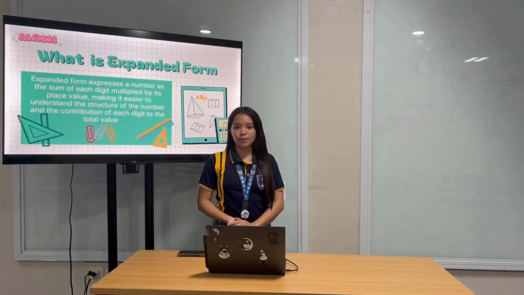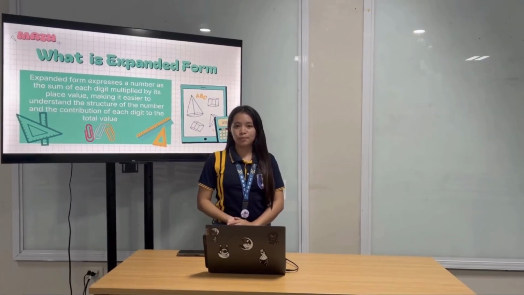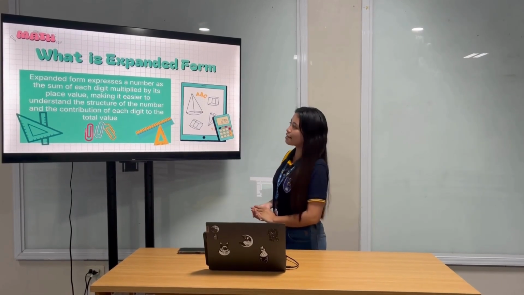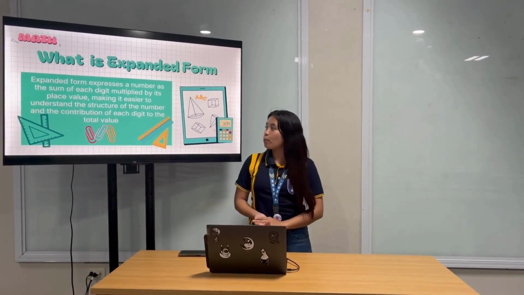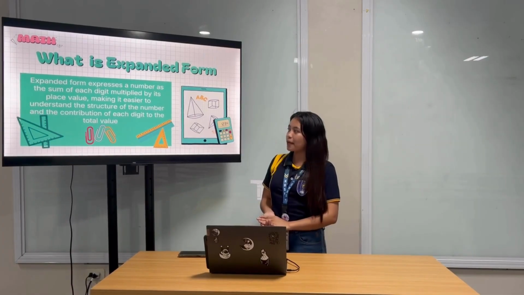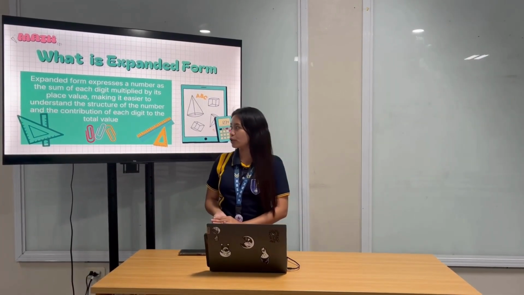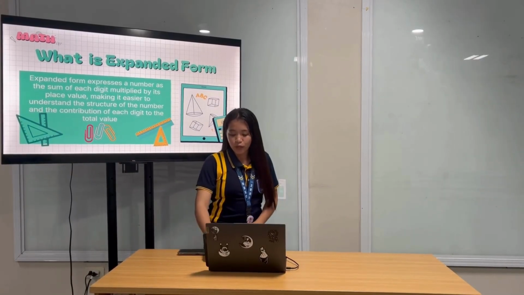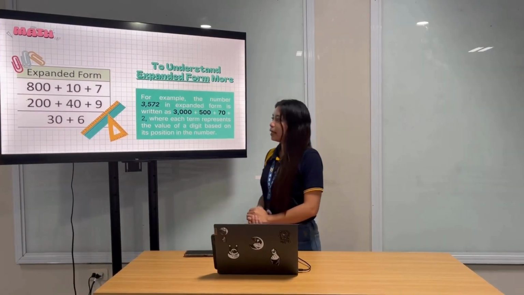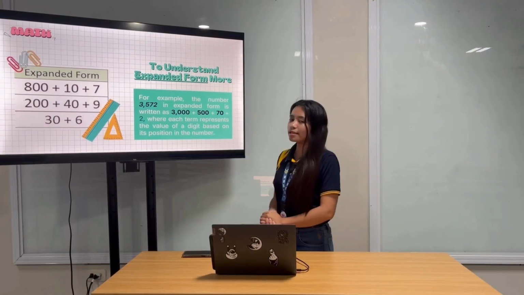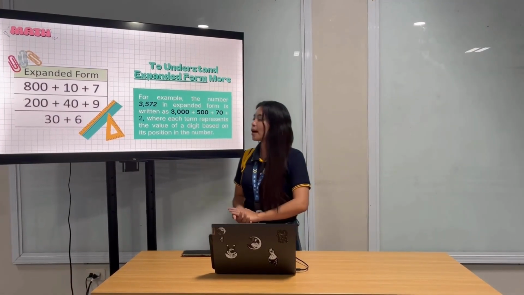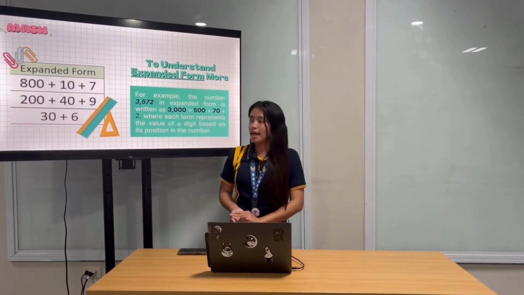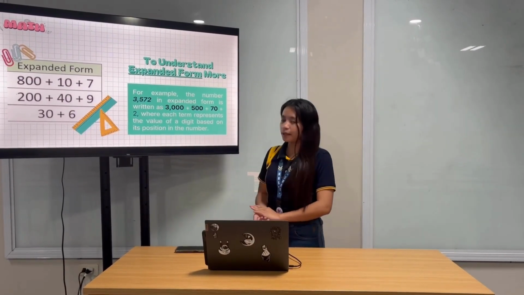Now let's move on to expanded form. What is expanded form? Expanded form expresses a number as the sum of its digits multiplied by their place values, making it easier to understand the structure of the number and the contribution of each digit to the total value. For example, 800 plus 10 plus 7 equals 817. Another example is 200 plus 40 plus 9 equals 249. And 36 becomes 30 plus 6.